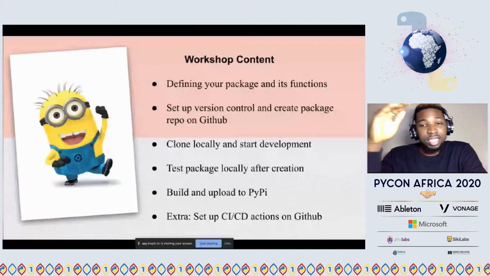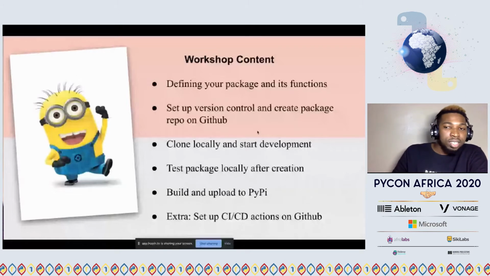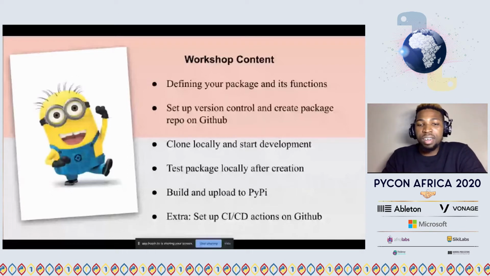Then after doing that, these are the steps that you follow. The first is to define the package, set up version control and create a package repo on GitHub. Then we'll clone that repo we created on GitHub. There's not going to be any file there yet, but we just clone the repo locally. Then we start our development. You start defining your modules, your functions, your classes, and things that you want to do. Then after that, you can test the package locally. For example, after building it, you can pip install it in a new environment and try to get a feel of how the library is going to function from the side of the user. So we'll test the package locally, then we'll build and upload to PyPI.